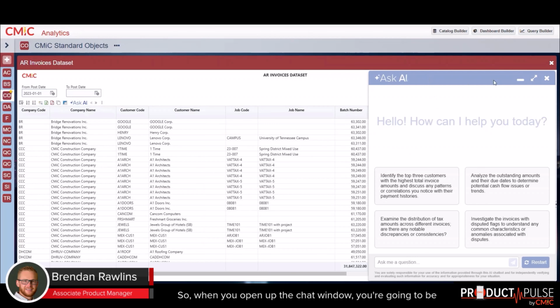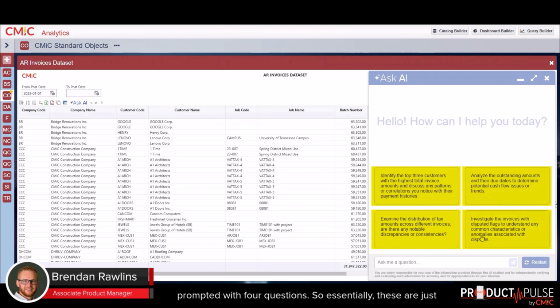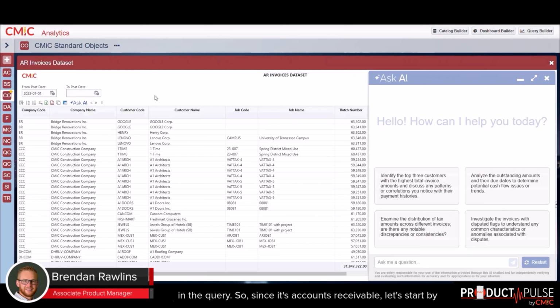So when you open up the chat window, you're going to be prompted with 4 questions. Essentially, these are just AI generated questions based on the data that you can see in the query. Since it's accounts receivable, let's start by asking a simple question: list the 5 customers that owe me the most money right now.